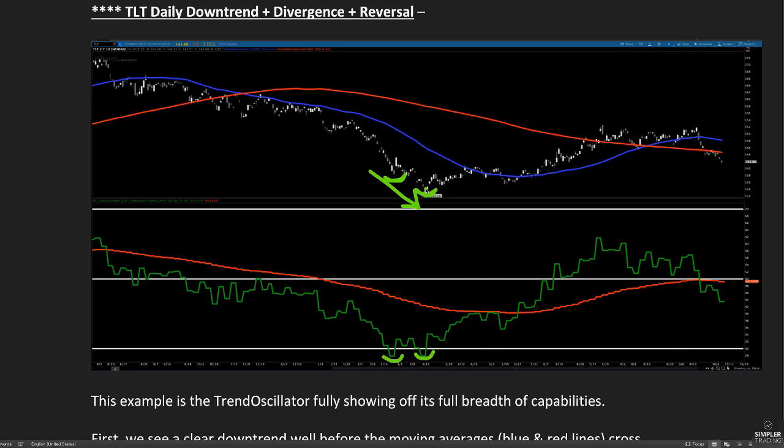Notice how that was the low for the market as well, right? So this is basically what's called a divergence. You have price going lower while the indicator actually goes nominally higher between the first low and the second lower low.